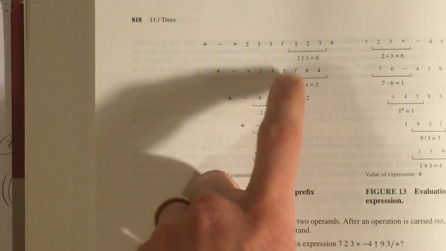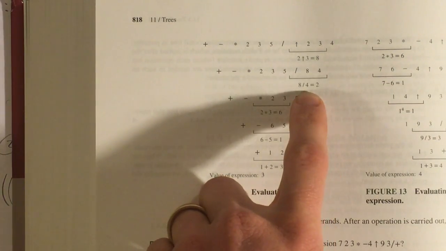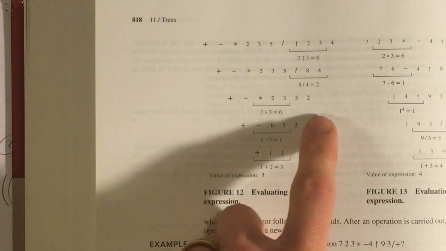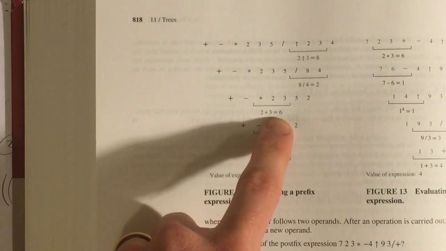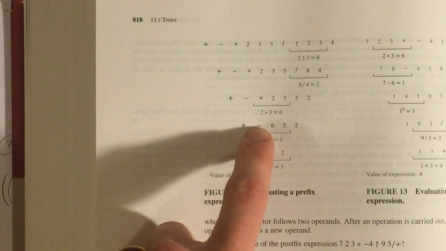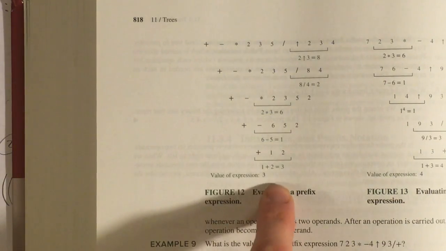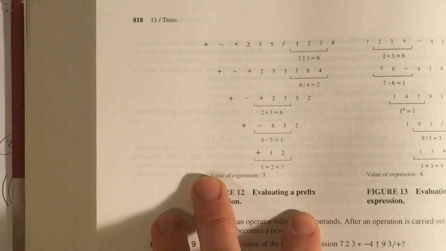And then the resulting string, now its rightmost operation is the division, and its inputs are 8 and 4. So we perform that operation to get 2 and replace that entire chunk with 2. Now the result here, its rightmost operation is the multiplication, so perform that and replace. Now we perform the subtraction and replace, and then finally you perform the addition and you get 3. So that's an example of how you do it, and that method is pretty cool.